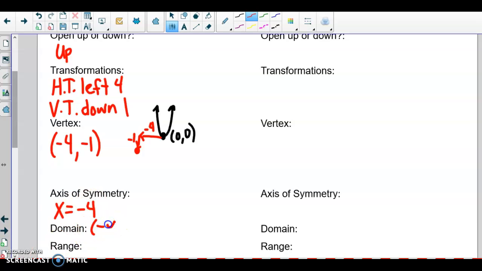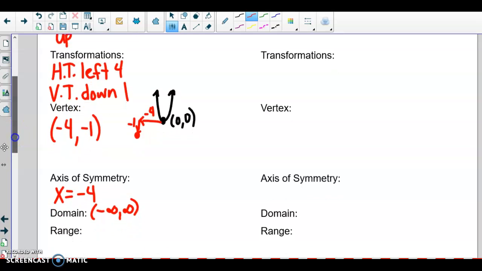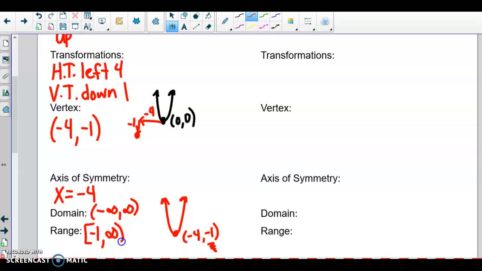My domain, negative infinity to infinity. And my range, I didn't ask you to graph it, but remember, this opens up. And we said the vertex was negative 4, negative 1. That means the lowest y value is negative 1. And those arrows point up forever to infinity. Go ahead, pause the video and try example 2. And when you press play, I'll reveal the answer.